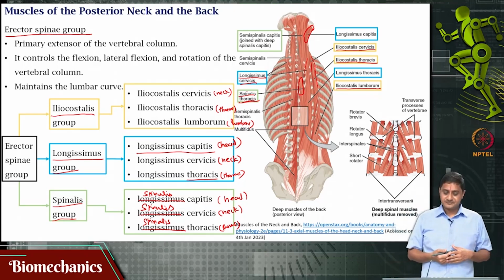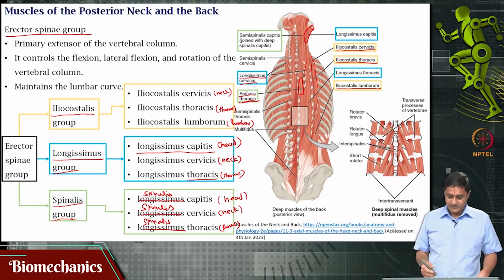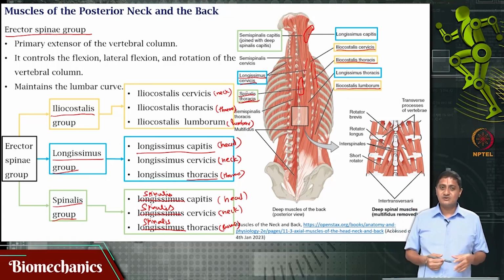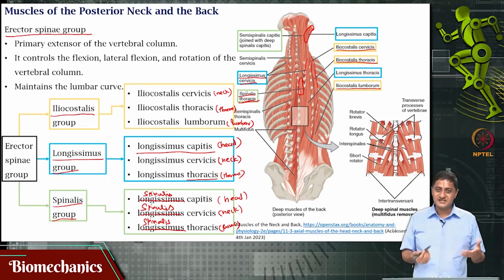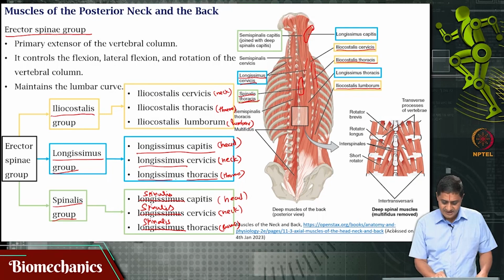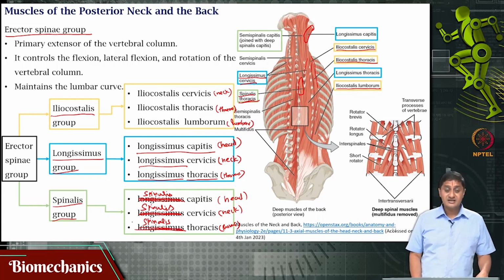For longissimus and spinalis, the intermediate and the most medial muscles, those that are located at the level of the head are called capitis, those at the level of the neck are called cervicis, and those at the level of the thorax are called thoracis. This is how we are getting these names. Remember that in the third group it is spinalis capitis, spinalis cervicis and spinalis thoracis.